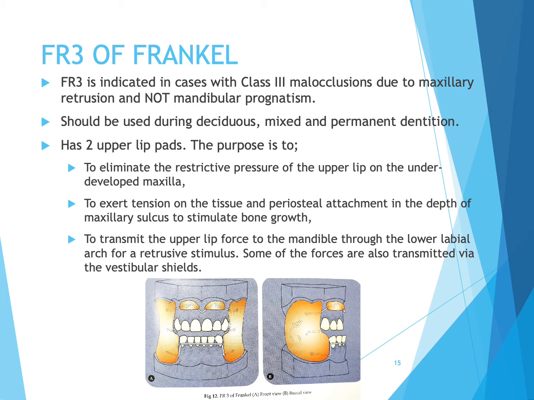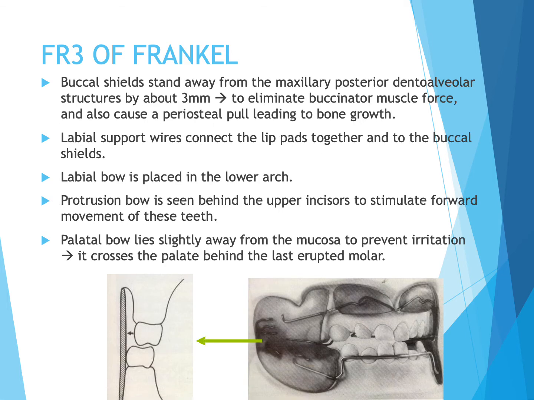Some of the forces are also transmitted via the vestibular shield. The buccal shields stand away from the maxillary posterior dentoalveolar structures by about 3 mm. The buccal shields are in contact with the mandibular apical bone. They serve to eliminate the buccinator muscle force and also cause a periosteal pull leading to bone growth.